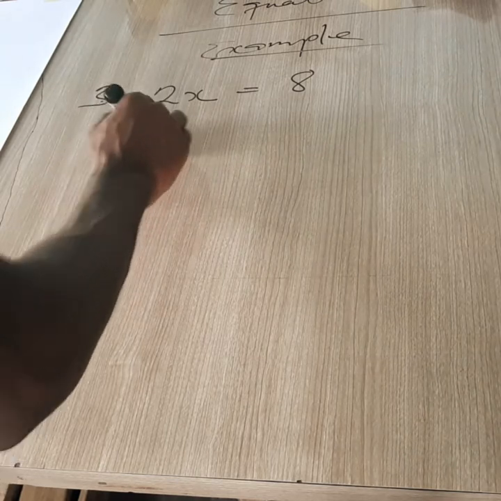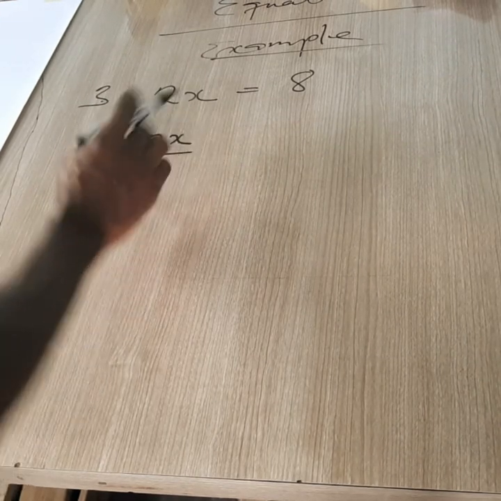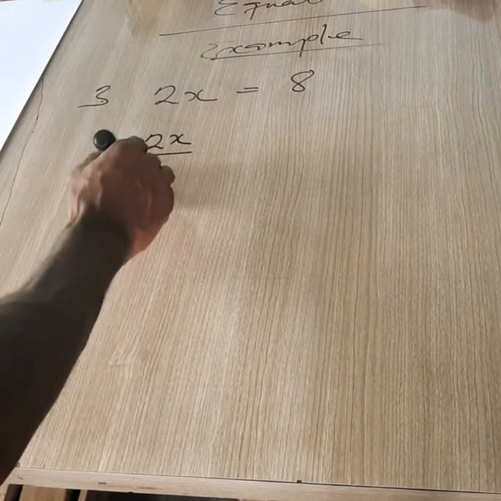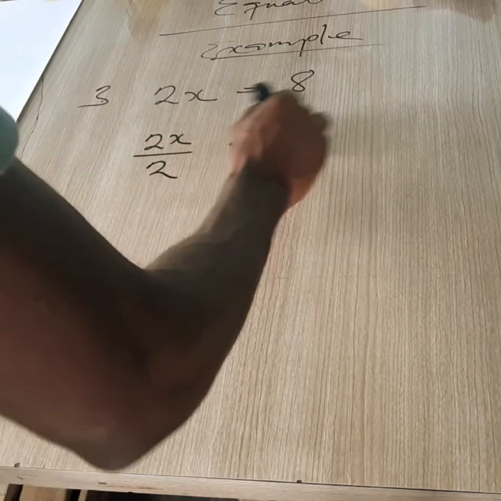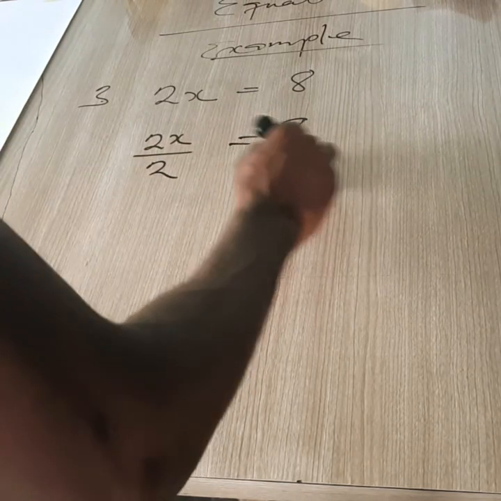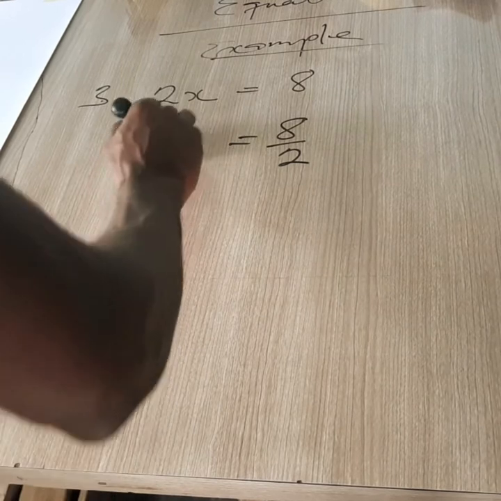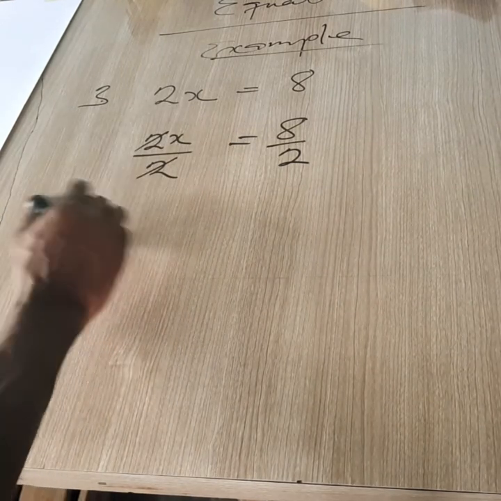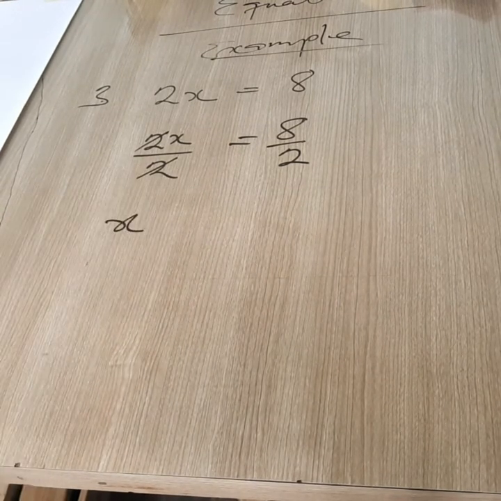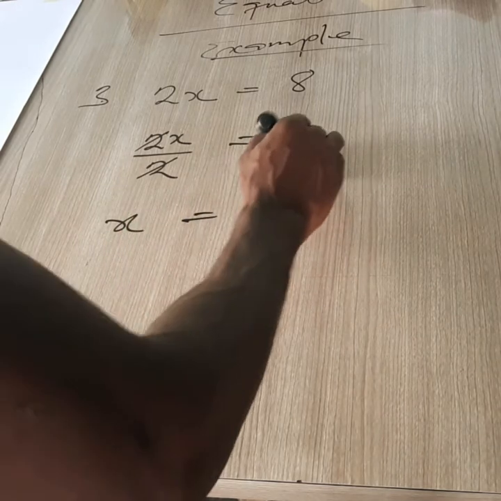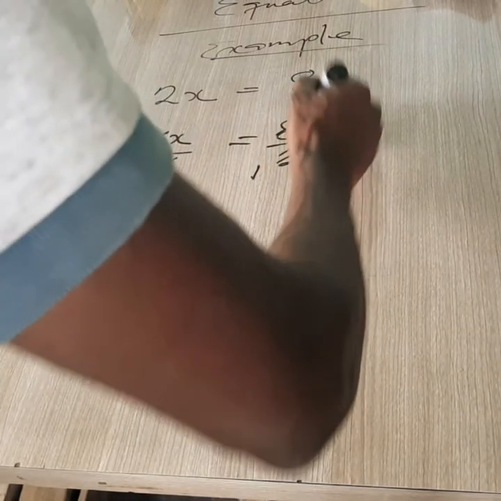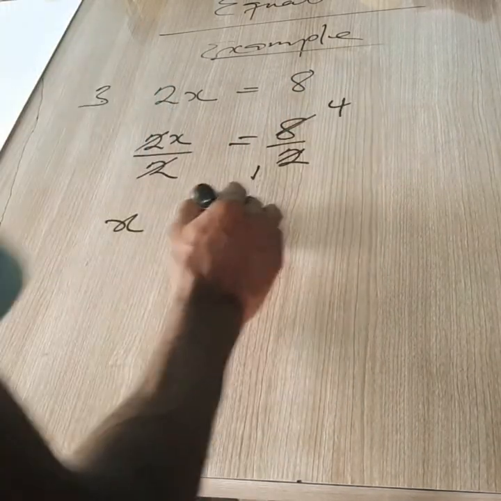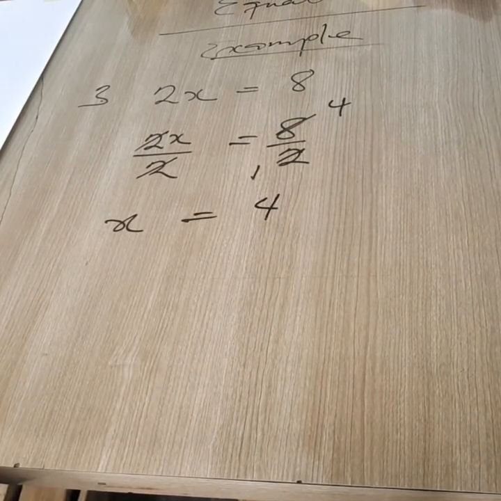So here we have 2x divided by 2, the number multiplying the variable x. Equal 8 divided by 2. Now we cancel out the 2 from the x. Then we get x equal, 2 divides itself once, and divides 8 4 times. We now have x equal 4.